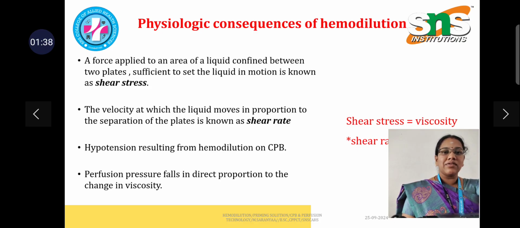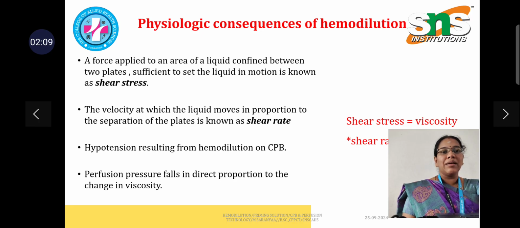Physiological consequences of hemodilution. How does this hemodilution work effectively? The force applied to an area of a liquid confined between two plates, sufficient to set the liquid in motion, is called shear stress. Based on the shear stress and the shear force, this hemodilution will be activated. The velocity at which the liquid moves in proportion to the separation of the plates is called the shear rate.